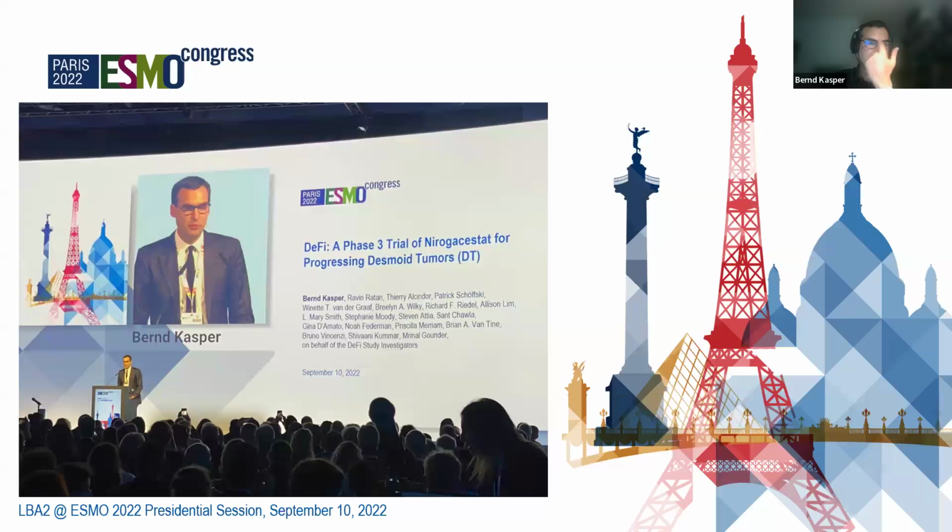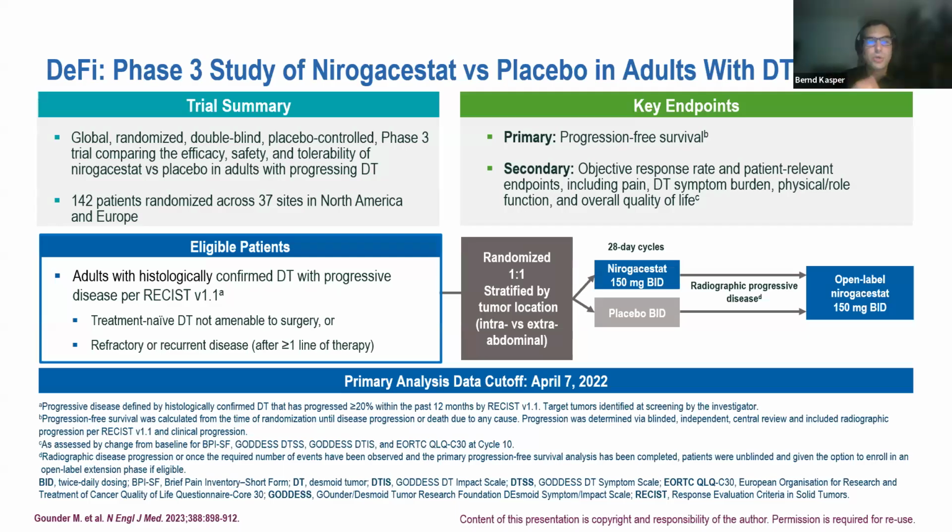And as the principal investigator, I had the pleasure to present the data of this trial at the ESMO Congress in 2022 in a very large session in the plenary session there. If you go to the next slide, I just show you the kind of trial which we did. It was a phase 3 trial comparing this gamma secretase inhibitor nirogacestat versus placebo, a double-blind placebo-controlled trial which we ran in 37 sites in North America and Europe. 142 patients were all over randomized in this trial.